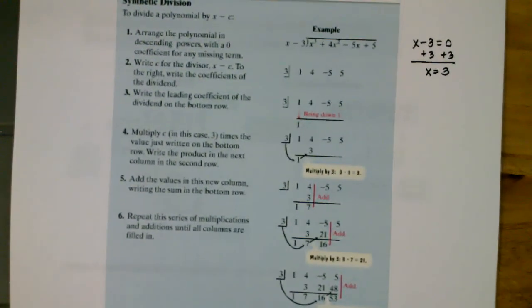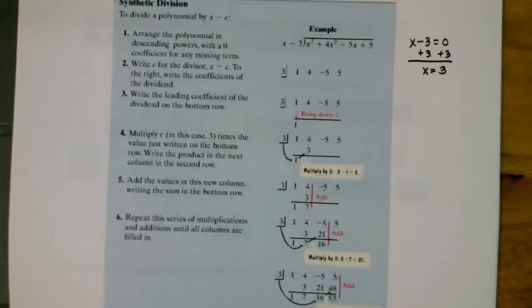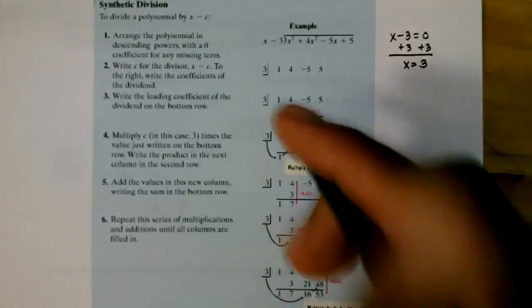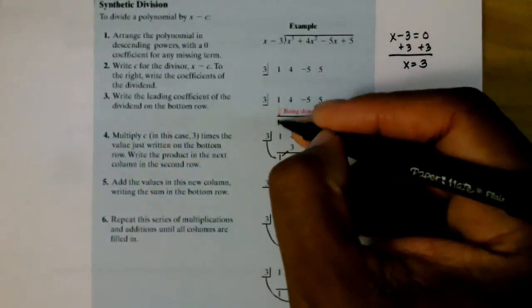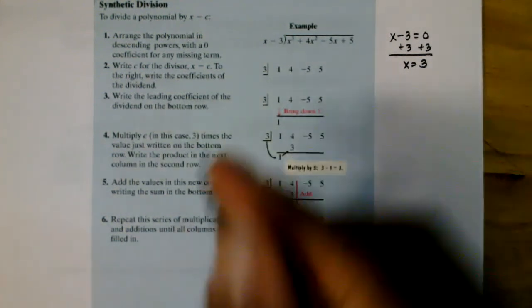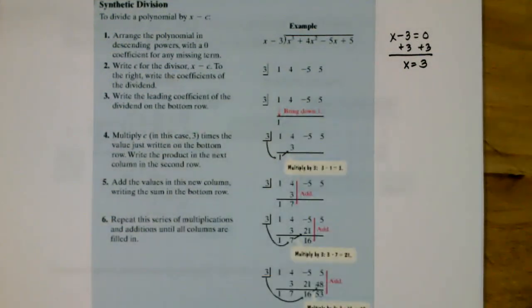That's step number 2. Now step number 3 is to write the leading coefficient of the dividend on the bottom row. So here you bring down that 1 in this case. That's your leading coefficient of the dividend. That goes on the bottom row. And then step number 4, you're going to multiply your c, which is your divisor, by the value that was written in that bottom row. And then write the product in the next column in the second row.